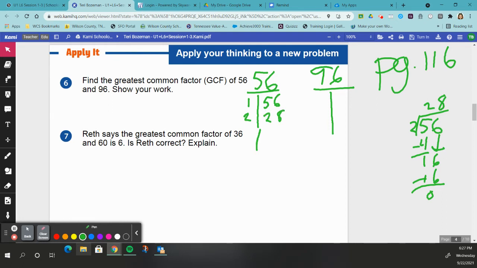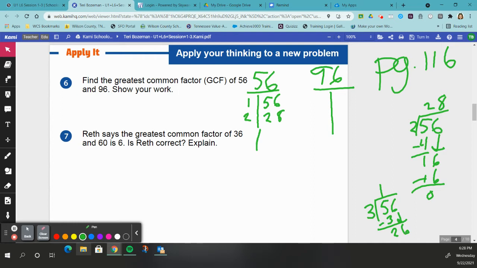Then we need to see if 3 is a factor. So we would come over to the side again and do 56 divided by 3. 5 divided by 3 is 1. So you subtract 3. You get 2. Bring down your 6. 26 divided by 3 is not going to work out evenly. So we don't have any factors there with 3.